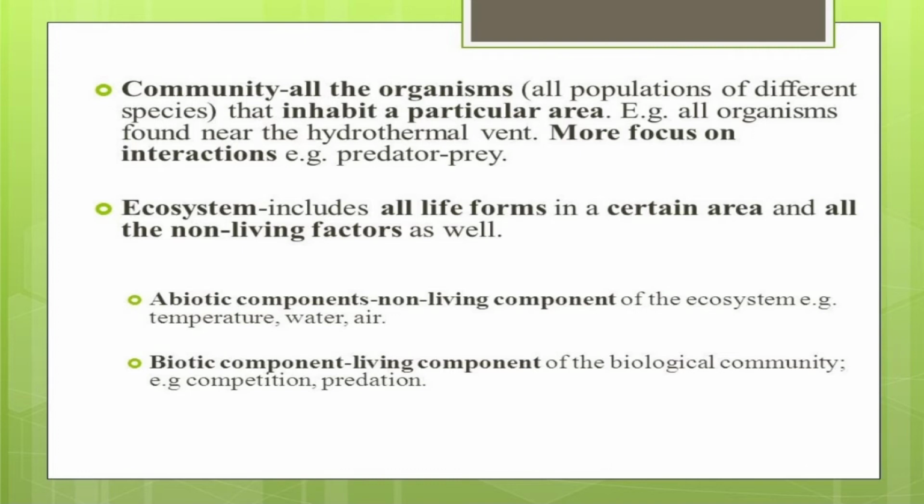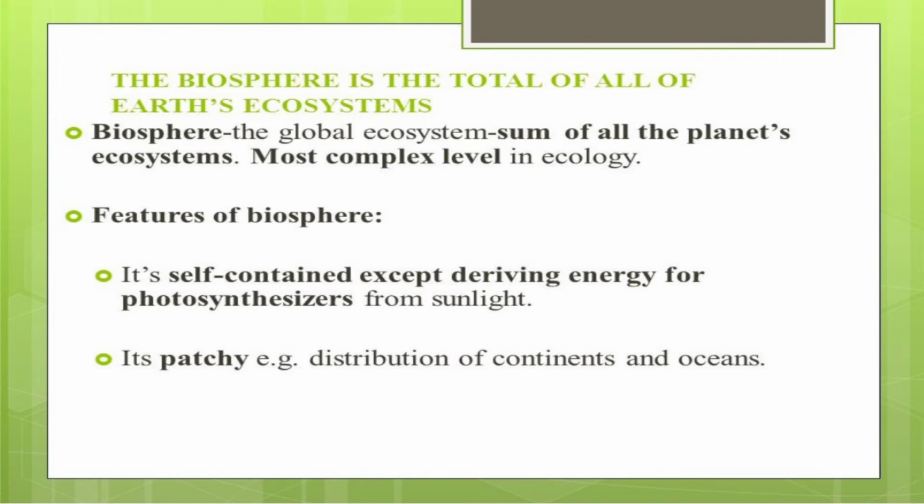So the abiotic and biotic components that we have seen, those are the living components of the biological community. For example, competition, predation. So the biosphere is the total of all of the Earth's ecosystems. The biosphere is the global ecosystem, the sum of all the planet's ecosystems, the most complex level in ecology.